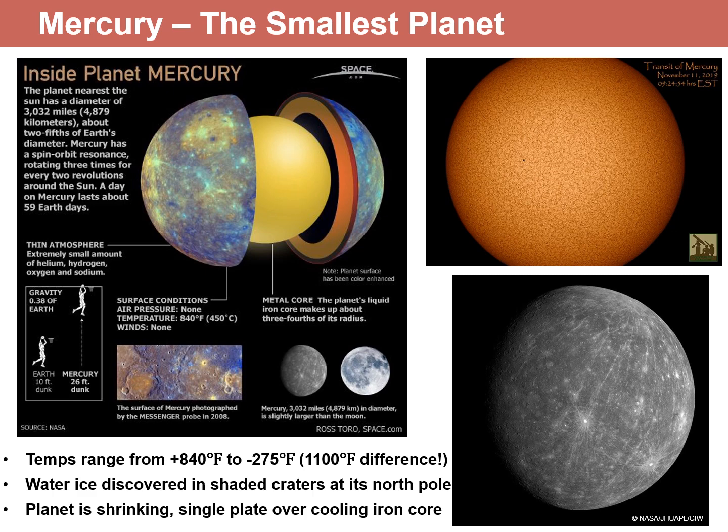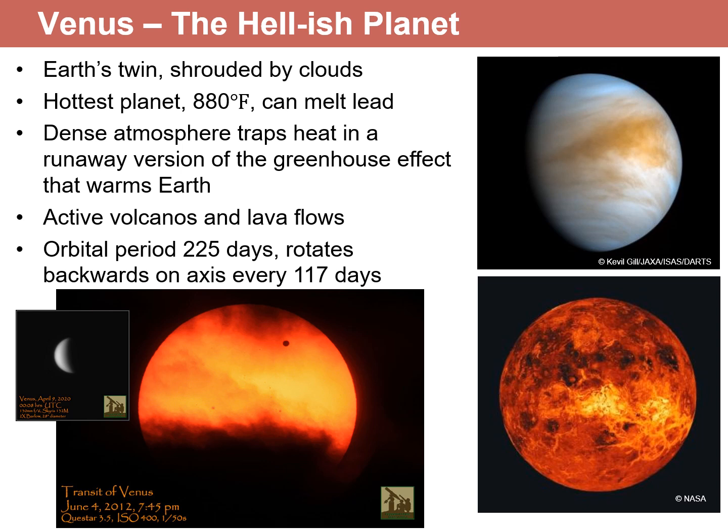All right, let's go to the next planet out from the sun, which is Venus. And Venus is a hellish planet. If you had to describe hell, hell is Venus. Okay, Venus is called the Earth's twin because it's almost exactly the same size as the Earth. It's completely shrouded in clouds. That is, we really don't get a chance to see what the surface looks like.